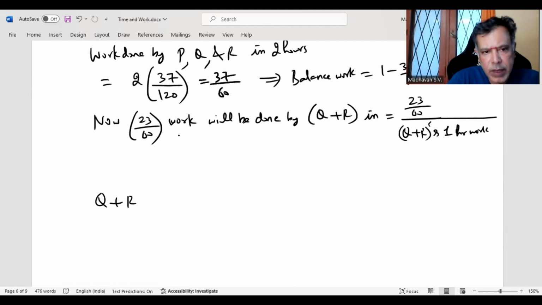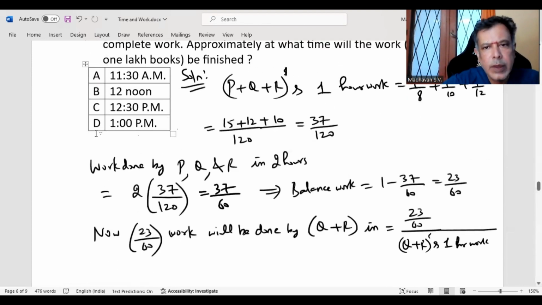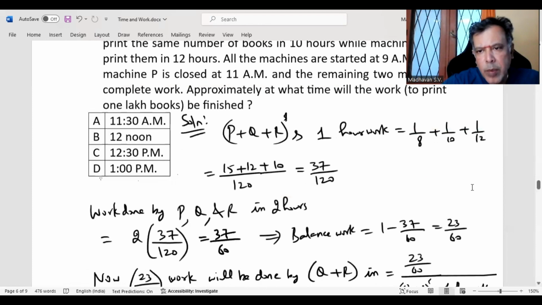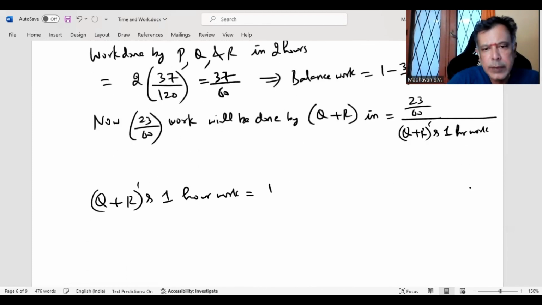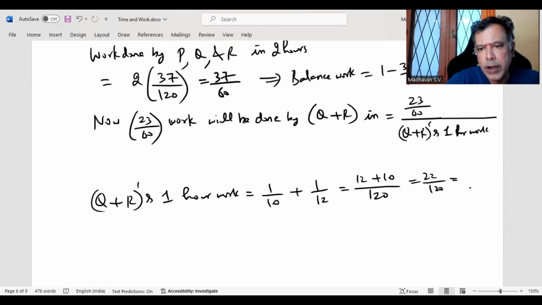Now, Q plus R's 1 hour work is equal to, what is that? 1 by 10 plus 1 by 12. We will consider the denominator common as 120. So here you get 12, here you get 10, which is 22 by 120. We will divide both numerator and denominator by 2. We get 11 by 60.